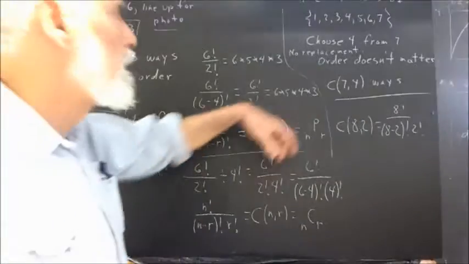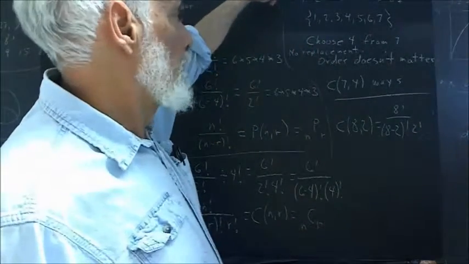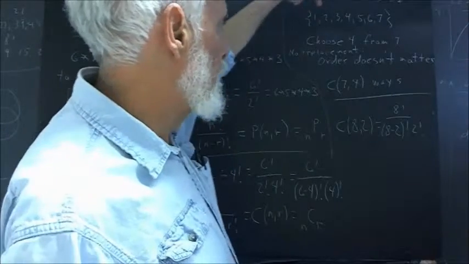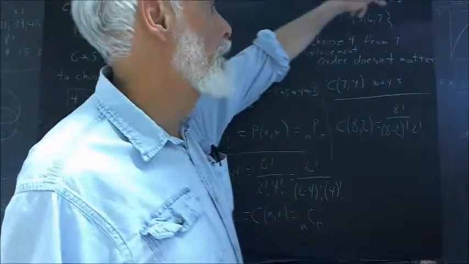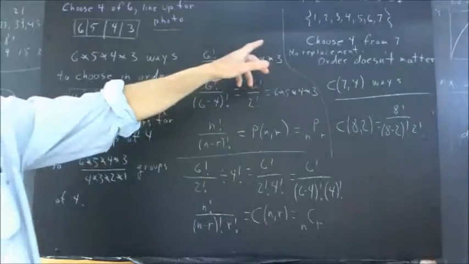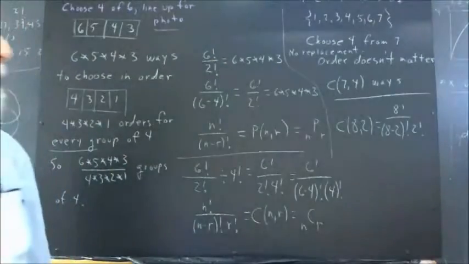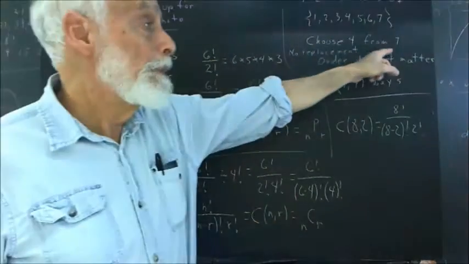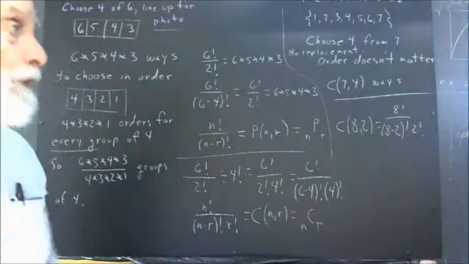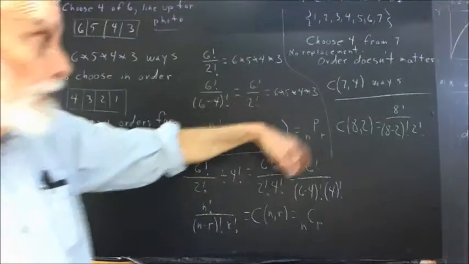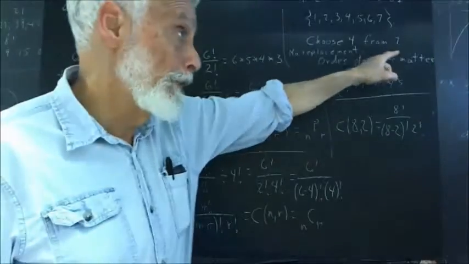Now we apply these ideas to the task of determining how many 4-element subsets there are of the set of numbers 1, 2, 3, 4, 5, 6, 7. Well, there are 7 numbers here. We have to choose 4 of them to get a 4-element subset. So the number of possible subsets is the number of ways of choosing 4 out of the 7.